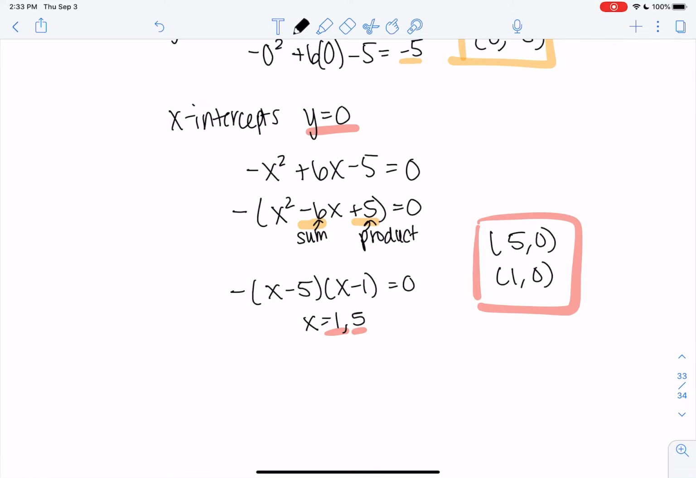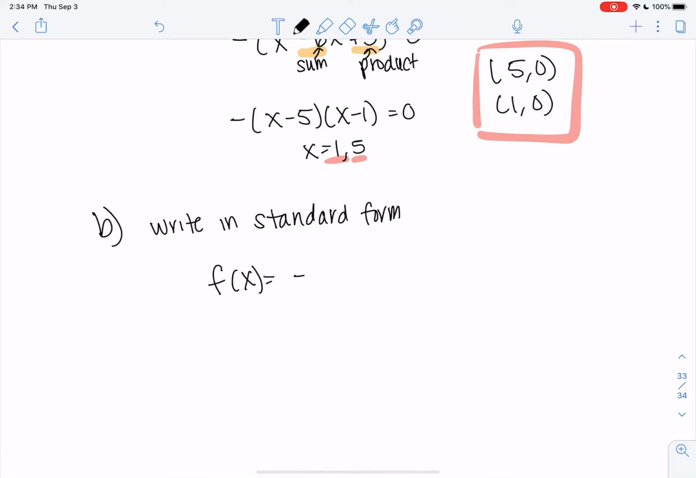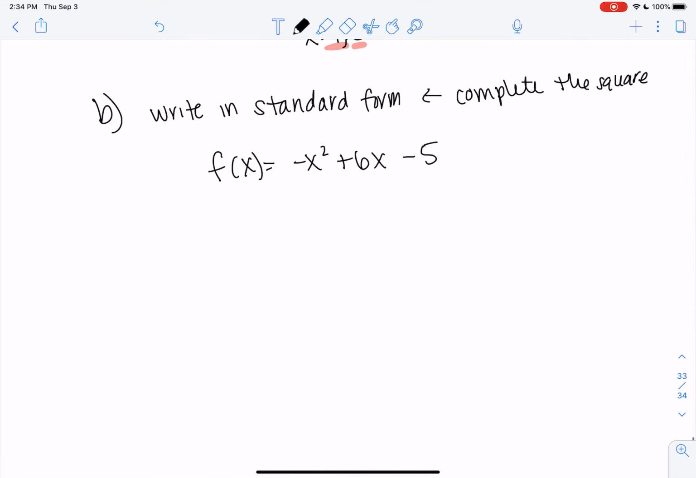And then I will start part B and then let you all finish it from there. So part B says to write in standard form. And then having standard form will help you find the vertex in part C and graph in part D. So standard form is when we complete the square. And that negative is going to be an issue for that as well. So I'm going to factor that out again. And I'm going to leave room to complete the square.